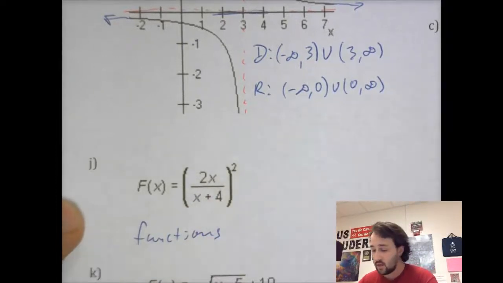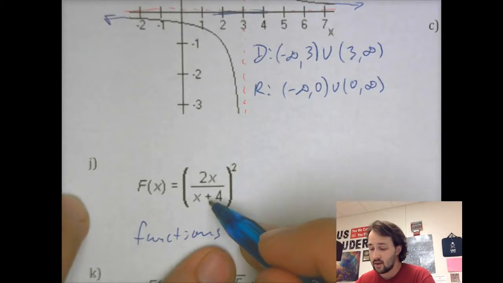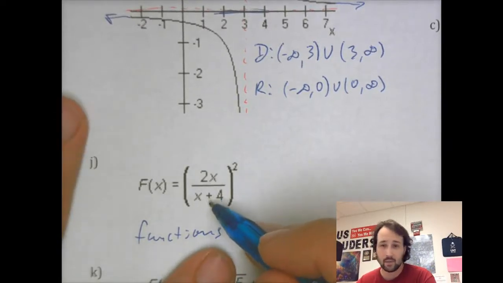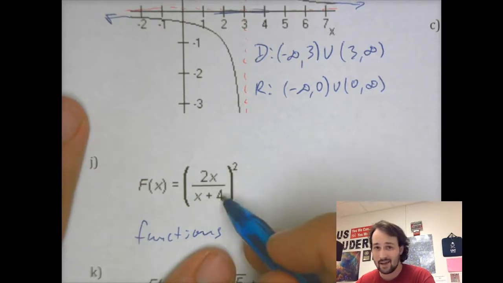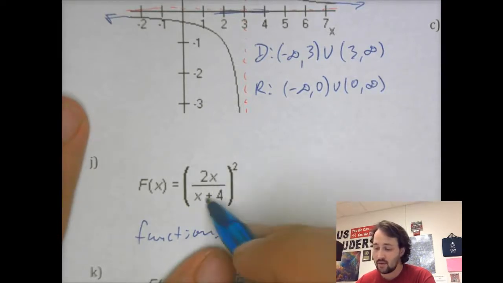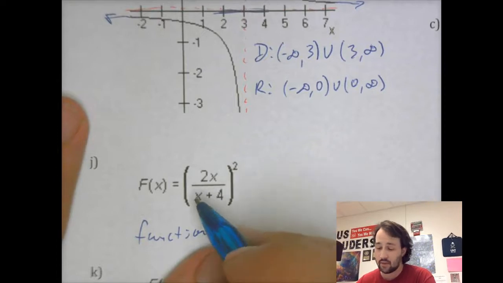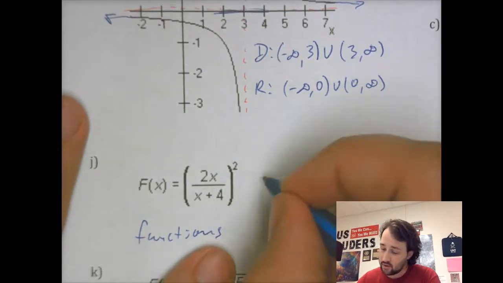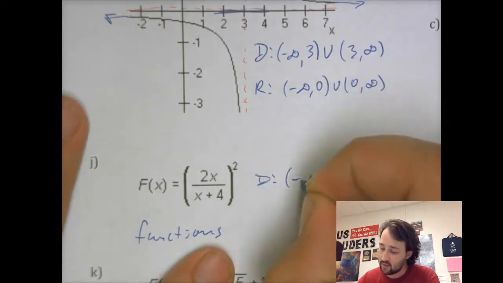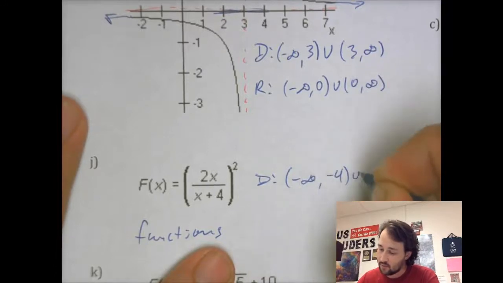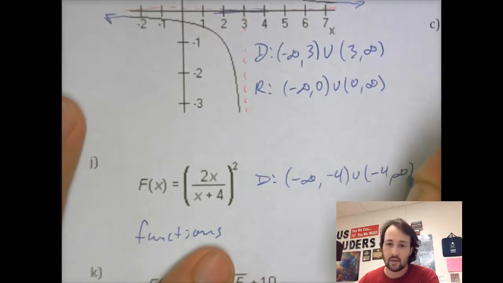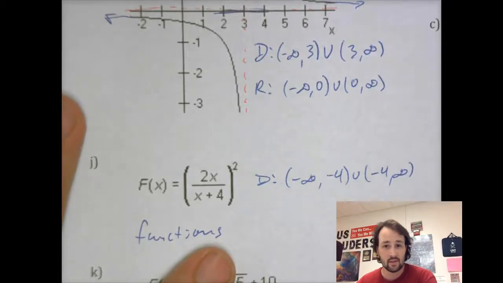Now the thing I need to notice here is you cannot divide by 0. So the only thing I cannot have is 0 in my denominator. If it were 0, that would be -4. So for our domain, our x values, I have everything except for -4. So negative infinity to -4 and -4 to infinity.